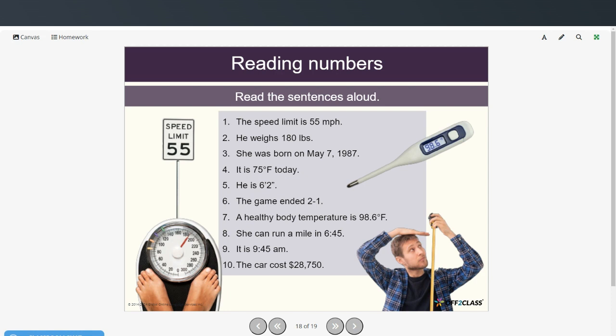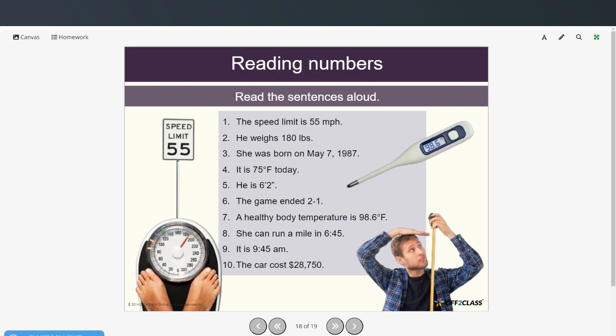Now practice reading these sentences aloud. You can pause the video and do this on your own, or you can follow along as I read. The speed limit is 55 miles per hour. He weighs 180 pounds. She was born on May 7th, 1987. It is 75 degrees Fahrenheit today. He is 6 foot 2 inches.